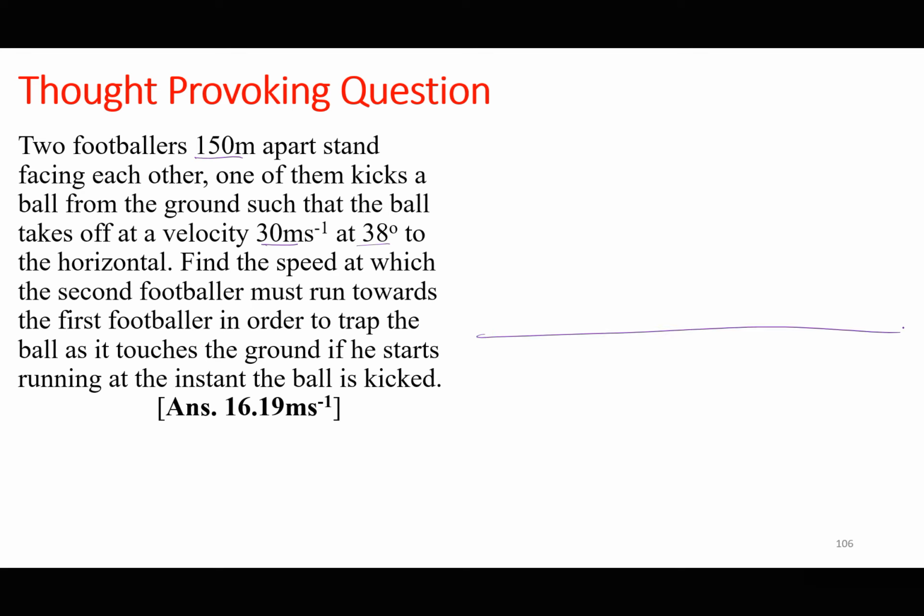So you have two footballers, one is somewhere here and another one is somewhere here. I'm just giving you a hint. So one footballer is going to kick the ball and it is going to move. But this one must run up to the point where the ball is supposed to land so that he meets the ball. So he must run through a certain distance.